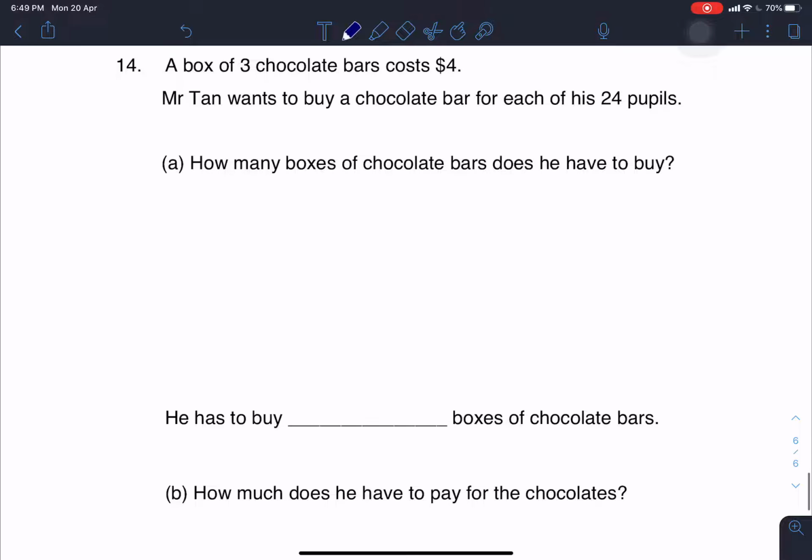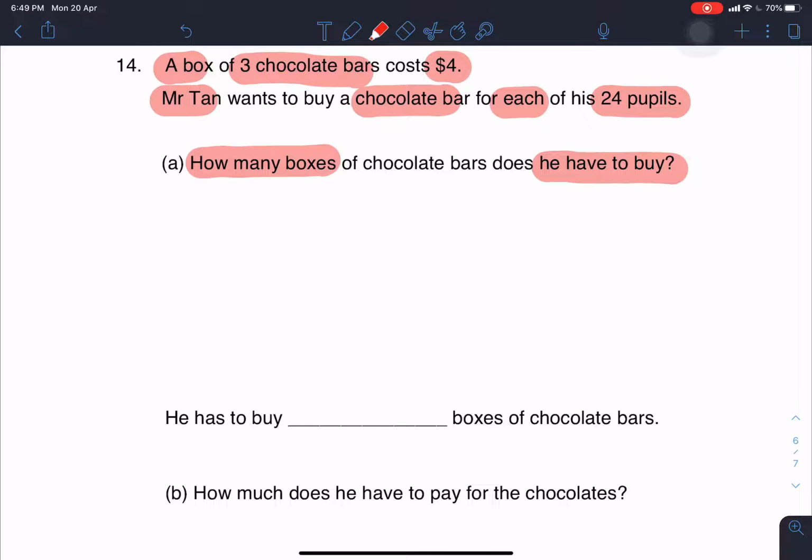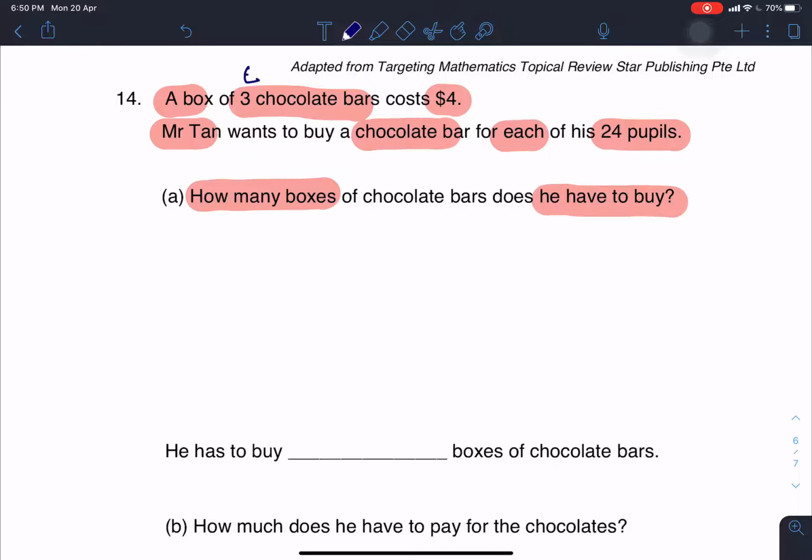Question 14. A box of 3 chocolate bars costs $4. Mr. Tan wants to buy a chocolate bar for each of his 24 pupils. How many boxes of chocolate bars does he have to buy? Okay, so I know that there are 24 students in total and a box of 3 chocolate bars. That means in each box there are 3 chocolate bars. So he wants to buy a chocolate bar for each of his 24 students. So we know that there are 24 students in total.